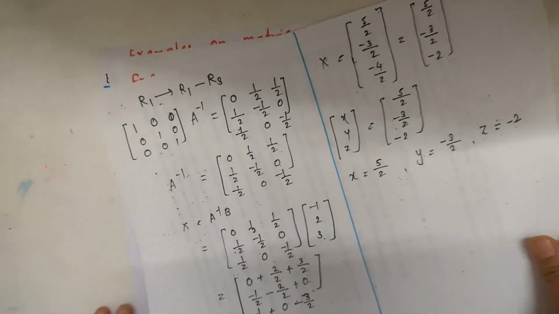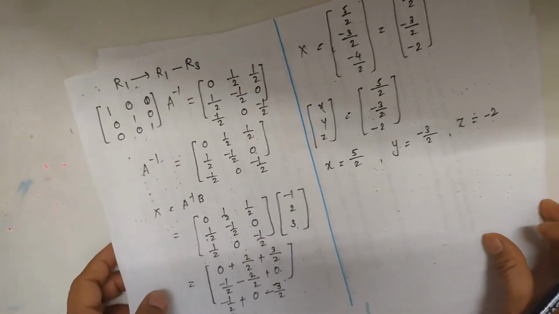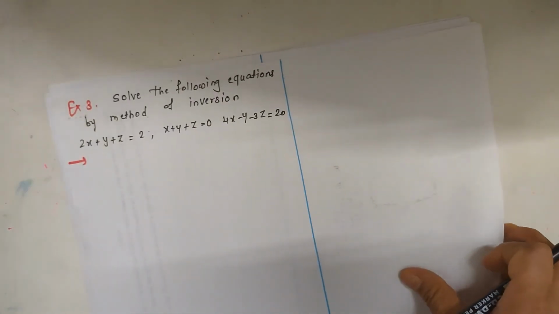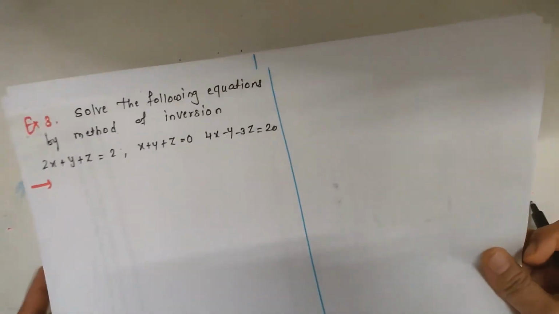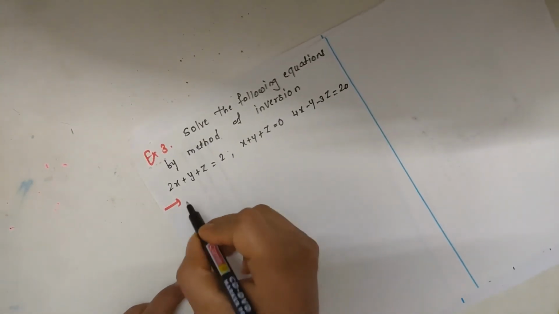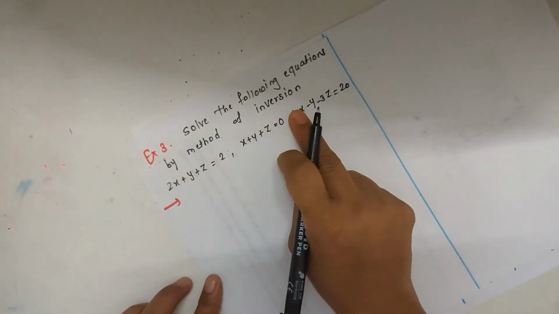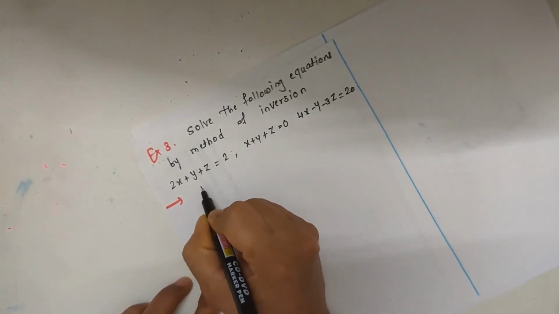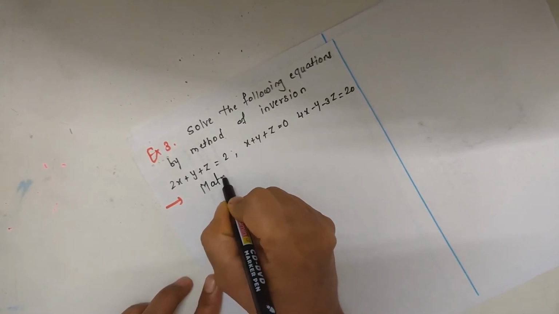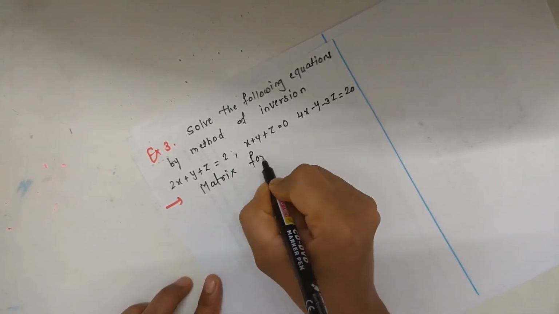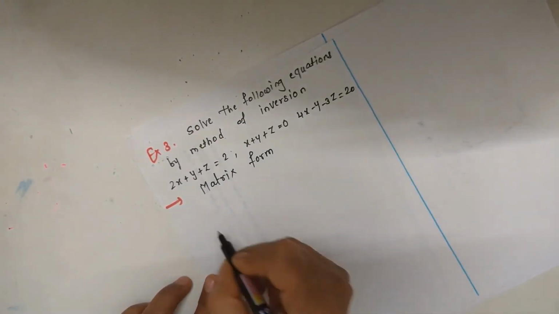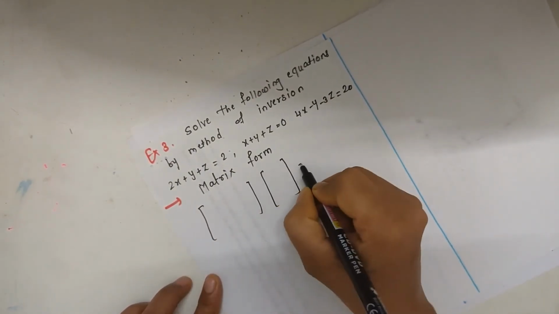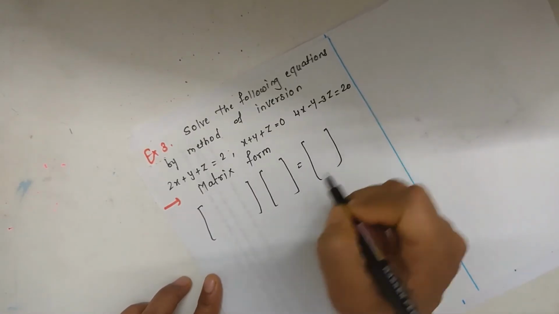In this way we can solve by the inversion method using the elementary transformation method. Now let us solve the next example by using the adjoint method. Solve the following equation by the method of inversion. The first step is to write the matrix form of the given equation. So the matrix form is A into X is equal to B, where A is the coefficient matrix, X is the variable matrix, and B is the constant matrix.